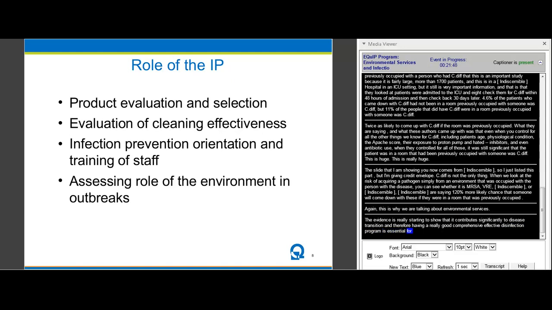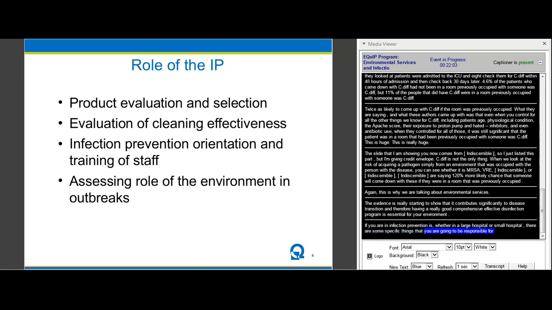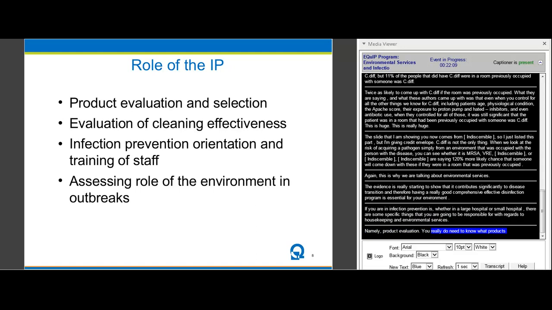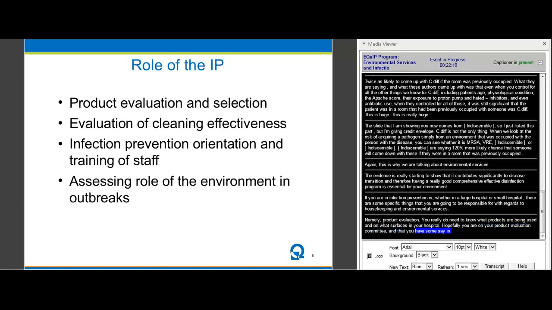If you are an infection preventionist, whether you're in a large hospital or a small hospital, there are some specific things that you're going to be responsible for with regard to housekeeping and environmental services, namely product evaluation. You really do need to know what products are being used and on what surfaces in your hospital. So hopefully you are on your product evaluation committee and that you have some say in what gets selected and purchased, and that you can help evaluate that.